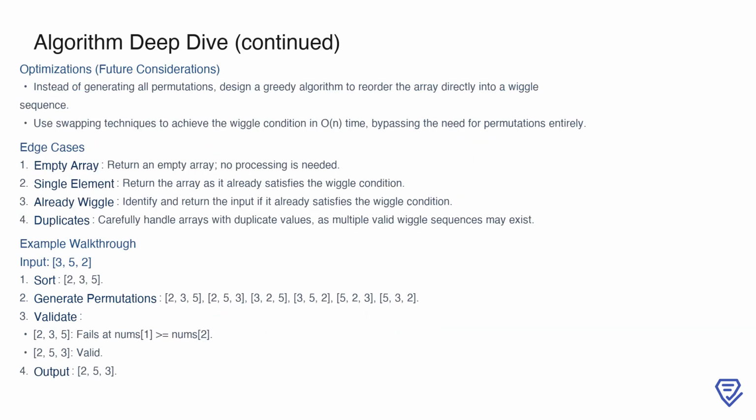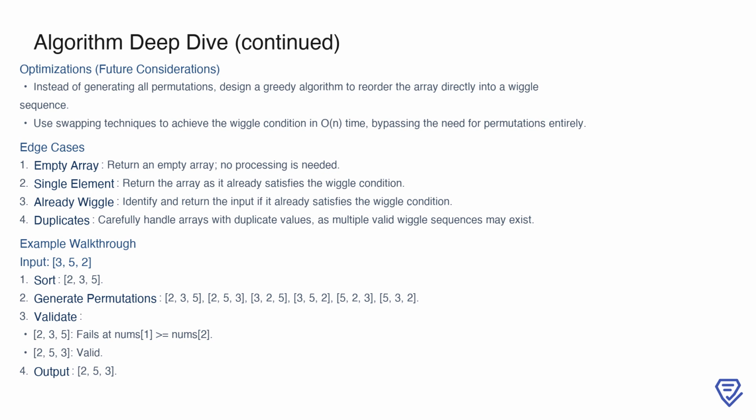To optimize beyond the brute force approach, we can explore alternatives like a greedy algorithm. Instead of generating all permutations, a greedy strategy directly rearranges the array into a wiggle sequence in linear time, O(n). One effective method involves swapping adjacent elements to enforce the wiggle condition. This eliminates the need for permutations, drastically improving efficiency.